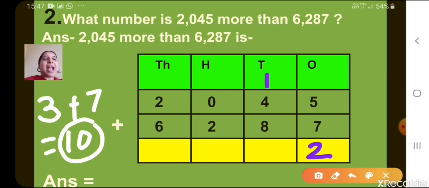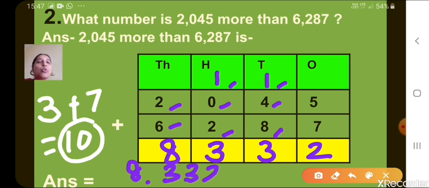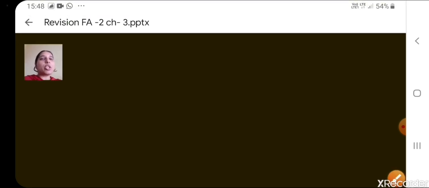Okay. Now let's add the tens. 1 plus 4, 5. 5 and 8, 13. So 3 we will write here and 1 will be carried over to the hundreds place. Now 1 plus 0, 1. 1 plus 2, 3. There we'll get 3. Now let's add thousands. 2 plus 6, 8. So what is the sum obtained here? It is 8,332. Got it?